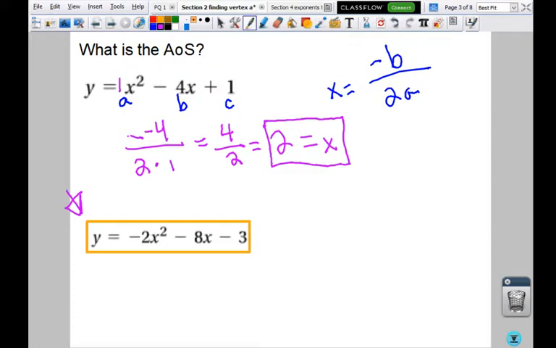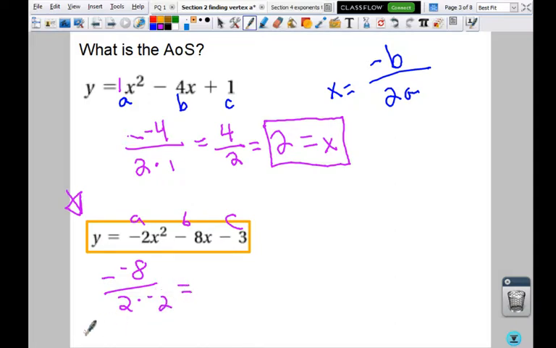Alright, help me out on this one. Let's start with DeAndre. What's this going to look like when I fill the numbers in my formula? Negative 8 on top, over 2 times negative 2. Remember, a is the one in front. A, b, c: c is the number on the end. We're not really going to use c today at all. It gets ignored for a lot of today. So over, what's on the bottom part, DeAndre? 2 times negative 2. Yep.